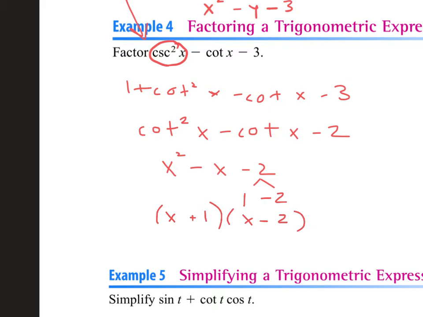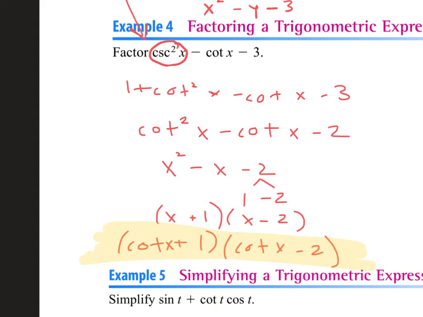What's the last thing we need to do? Switch it back to cotangent. So we have cotangent of x plus 1 times cotangent of x minus 2. Any questions on this one?